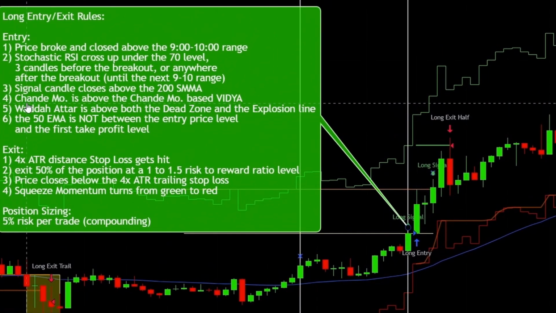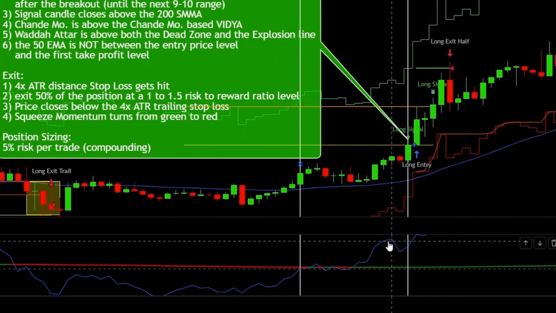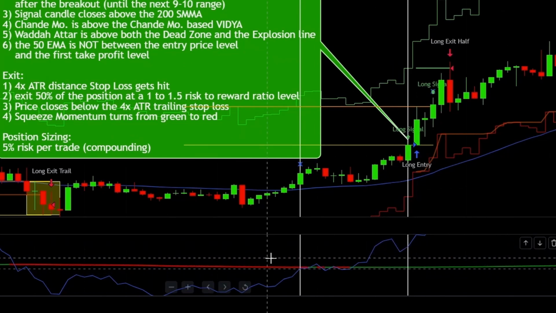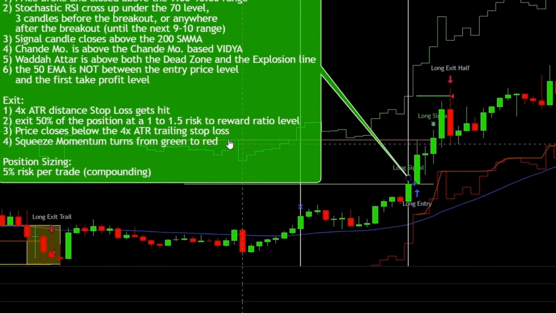The fourth rule says that the candle momentum is above the candle momentum based Vidya. Let's open up our candle momentum oscillator. The blue line is the candle momentum line, and this red or green line is our Vidya. On the entry signal candle, the blue line was above the Vidya, so this rule is also met.